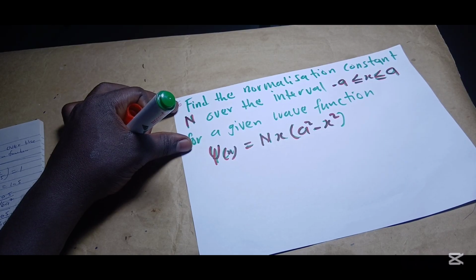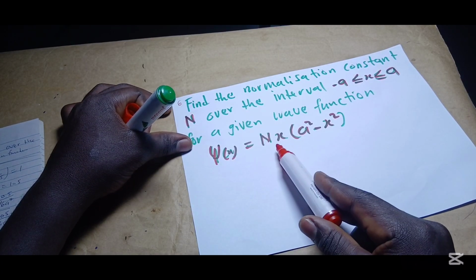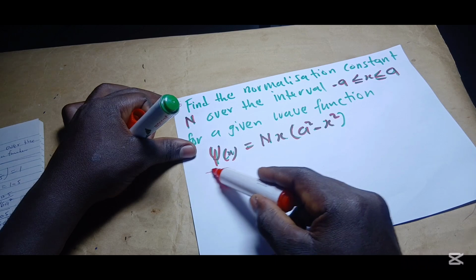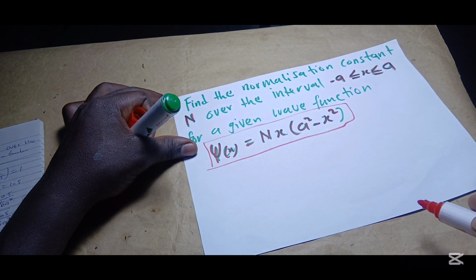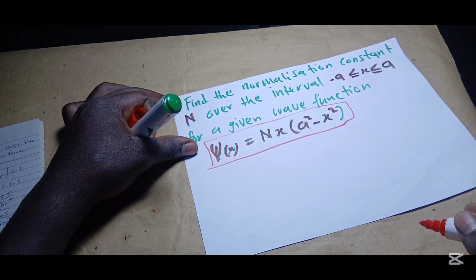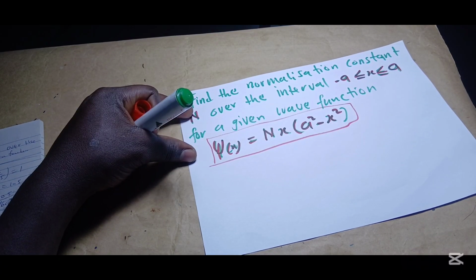The question indicated that n is our normalization constant here. In this case, the normalization constant has already been included in the wave function. We just have to solve and look for its value.